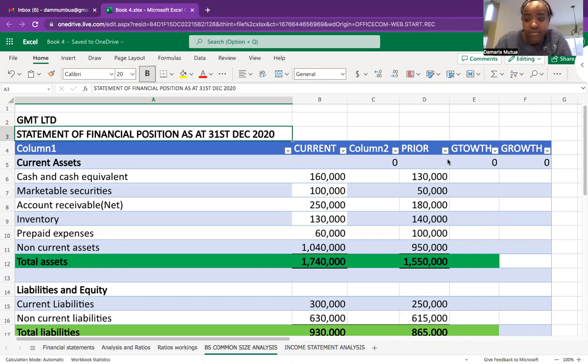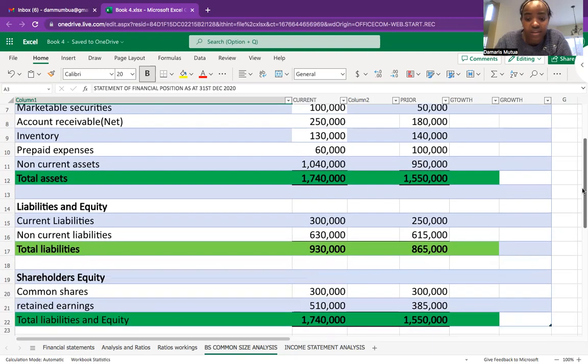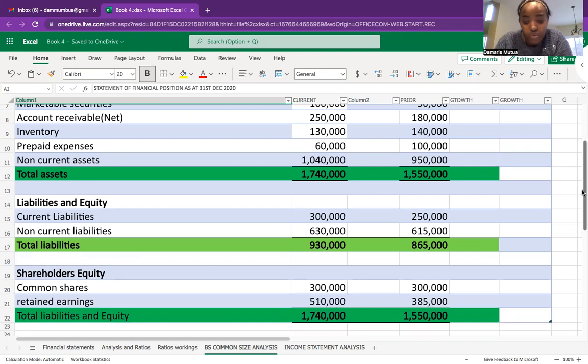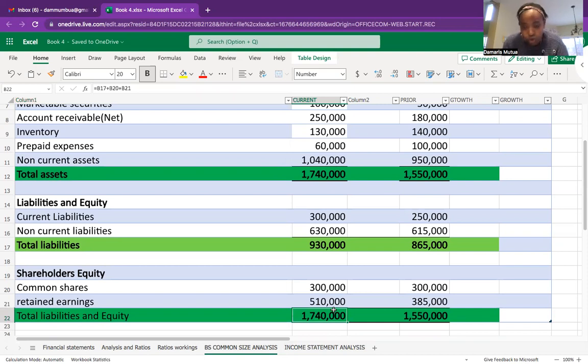And the example that we're going to be using, our total assets are $1.74 million, and our liabilities and equity are $1.74 million. So our assets and our liabilities and equity are balanced. So guys, we're good to go. That is the first check that you do. If it's not balanced, you know there is a problem. First, you need to solve the problem before you go on. But in our case, we are good to go.